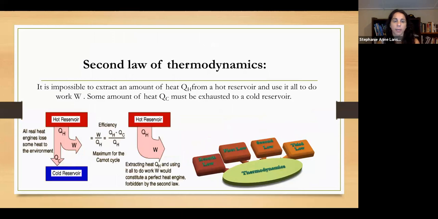Our second law of thermodynamics says it's impossible to extract an amount of heat from a hot reservoir and use it all to do work. Some amount of heat must be exhausted to a cold reservoir. So for all engines, there's going to be an efficiency, and we'll talk a little bit about the Carnot cycle and the maximum efficiency that we're able to achieve. Extracting all of the heat and using it all to do work would constitute a perfect heat engine, which we can see from the second law is not possible.